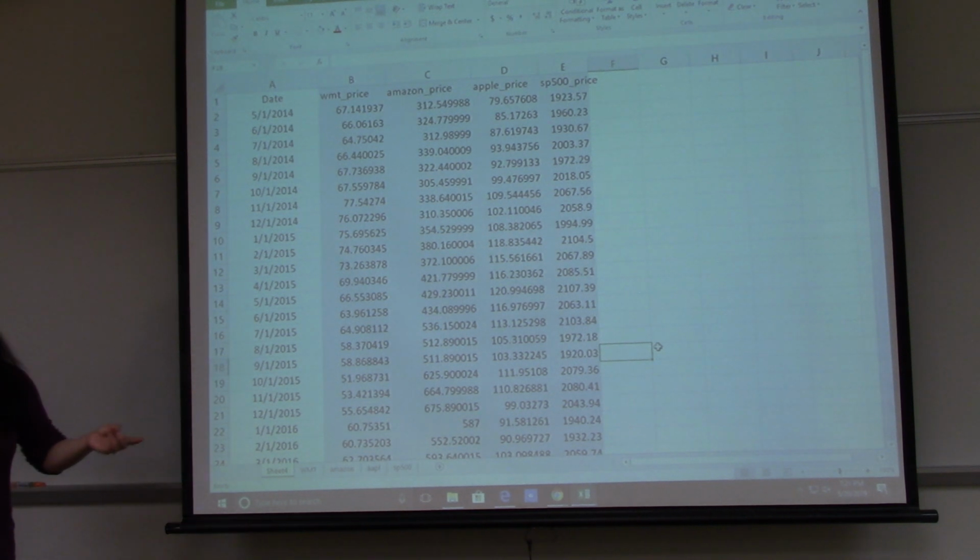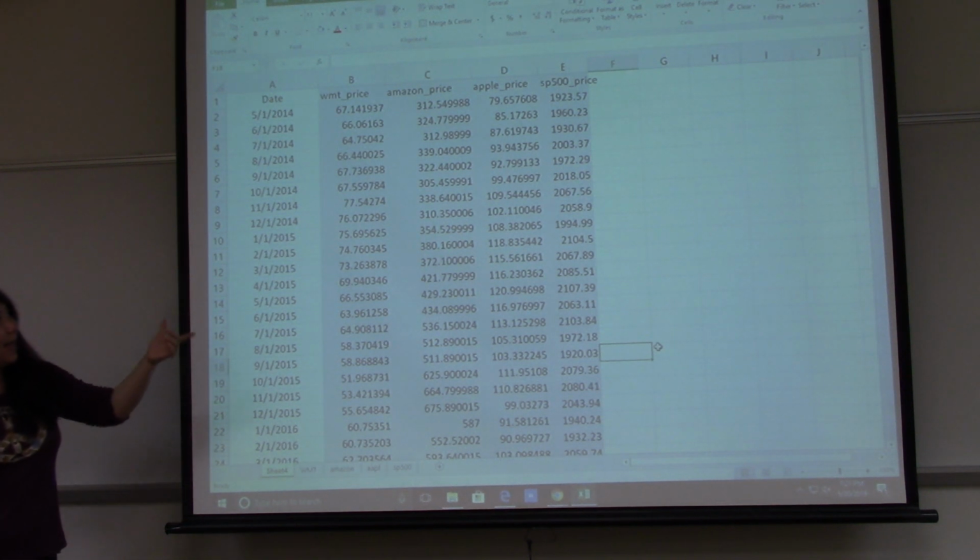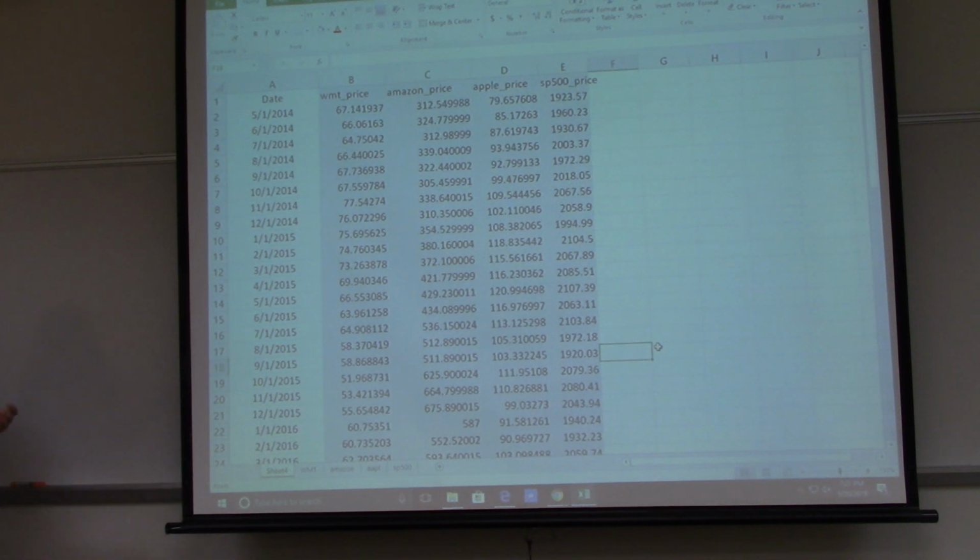This is price, but we can compare which one is more volatile based on price. Price of Walmart goes up and down by $1 or $2, and Amazon goes up and down by $20. So we cannot just look at the dollar amount that changes, so we should look at the return, changes in return.